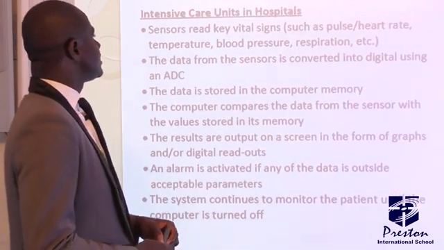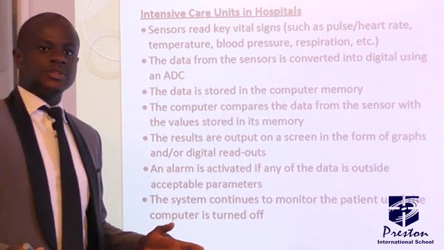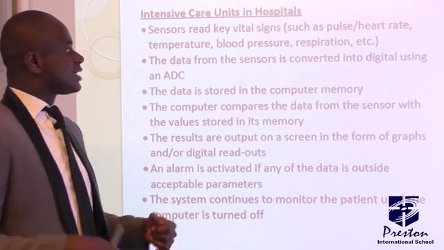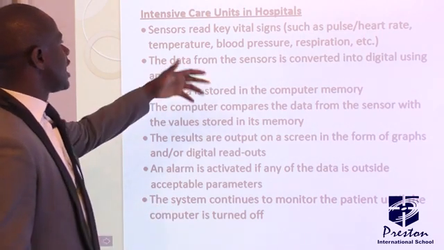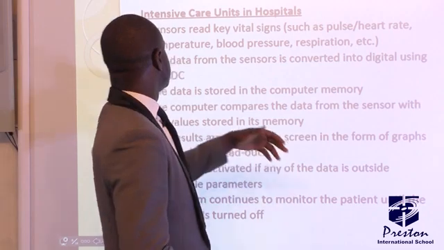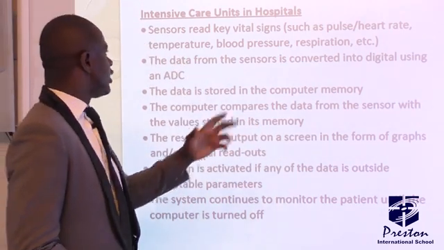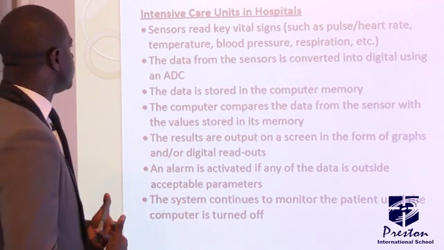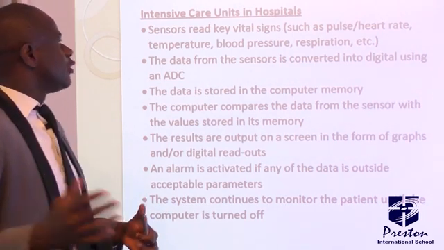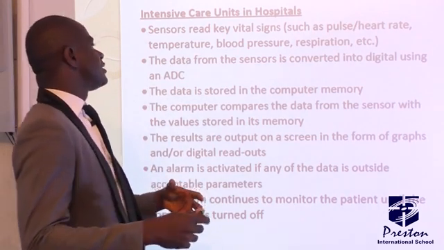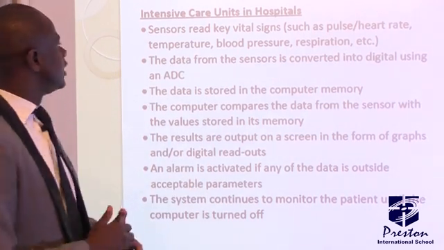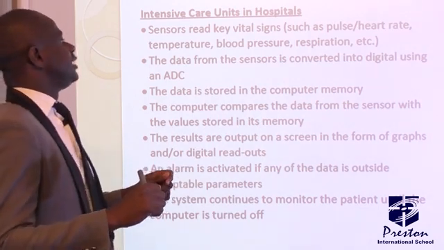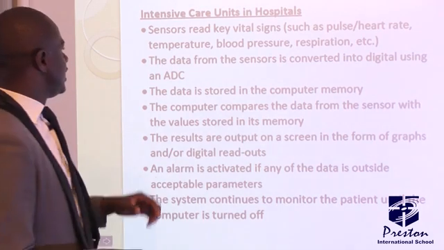What about in intensive care units? Most of the time in movies you see sensors attached to people. What are those sensors actually reading? They are reading the pulse rate, the temperature, the blood pressure, the respiration. So how does this monitoring or measurement occur? The data from these key vital signs is converted, like we said the other time, into digital data using the ADC.